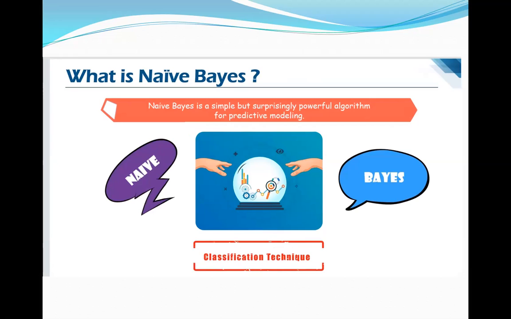So what exactly is naive? Is there any idea, guys? Without any evidence, or we can say without any prior training, that is what we call naive. And the Bayes part actually works based on the Bayes theorem. That is why we say this is the naive Bayes concept.